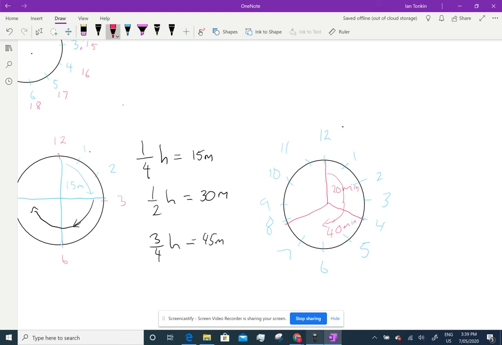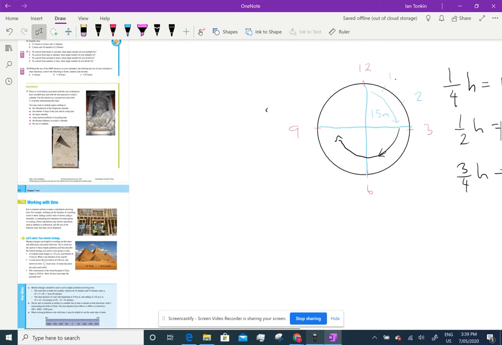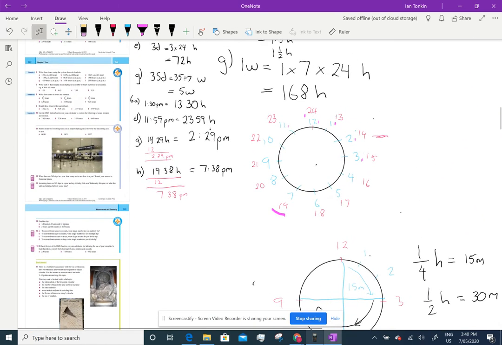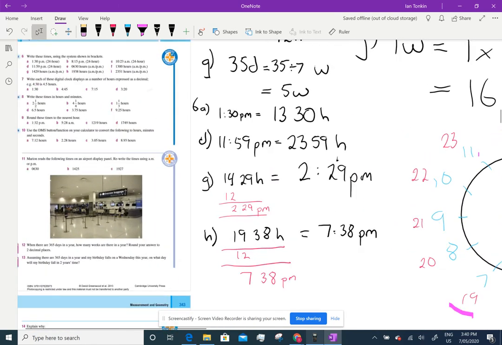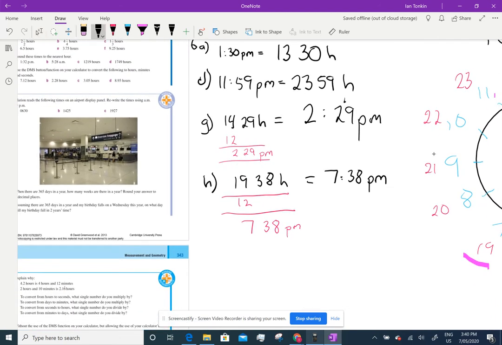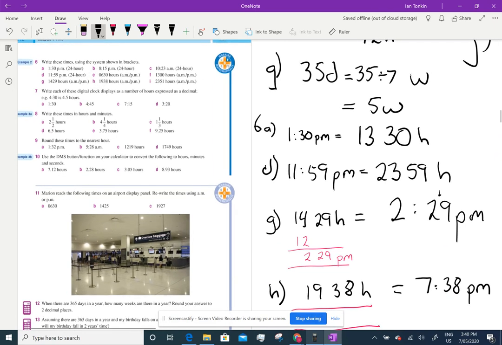Okay? So they each can try. So let's have a go at some of these questions now. That's 7b. I'm going too far. So the first one, 7a, 1 hour and 30 minutes. Well, that's 1.5 hours. Or 1.5, if you wanted to write it as a decimal.